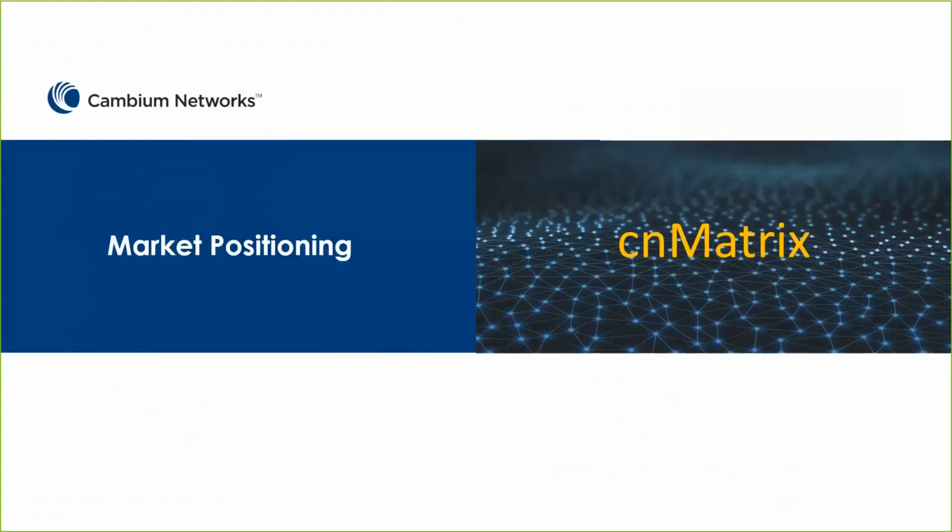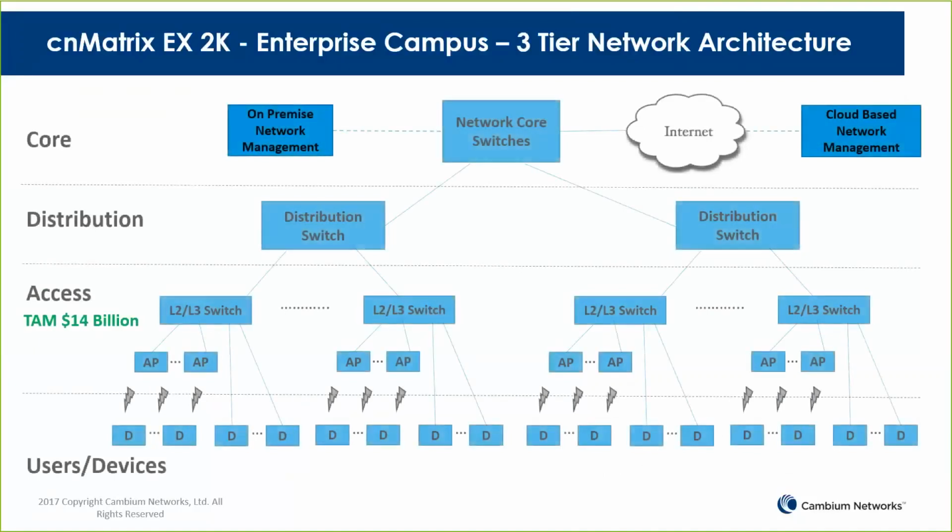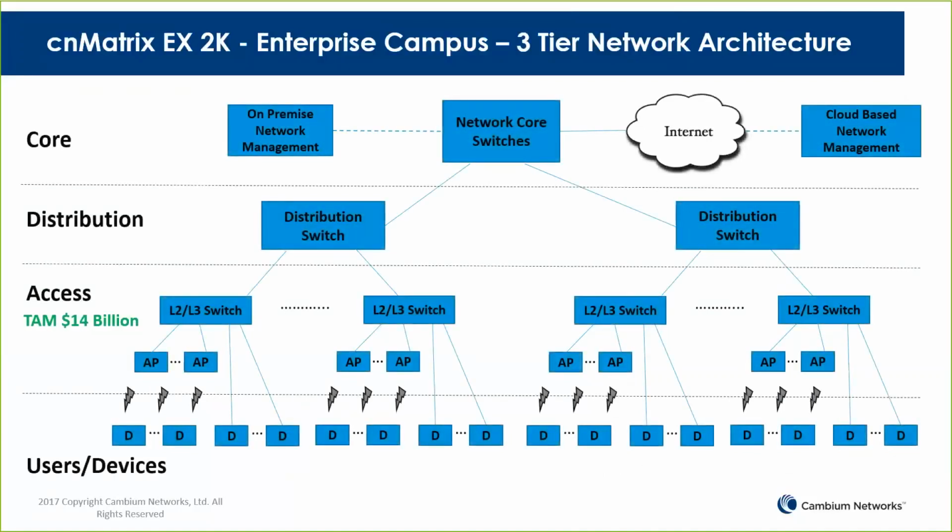So market positioning: where do we expect these switches to be deployed? For the enterprise switches that we're shipping today, this slide here is a typical deployment, an enterprise campus, a 3-tier network architecture. You don't need all 3 tiers. A 2-tier network architecture is also very common. But anyway, starting at the top with the core, you have your core switches, which give you connectivity to the internet. Your network management solution may be on-premise or it may be out in the cloud.